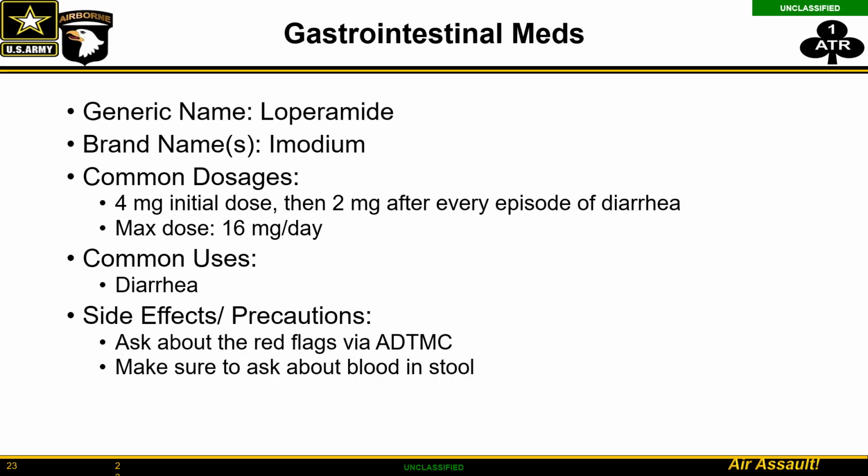But otherwise, it's someone who can be on a profile that says, hey, they have to stay within a certain distance of a bathroom, have to have access to a bathroom throughout the day. That way we can avoid sending people home when they really don't need to be sent home.